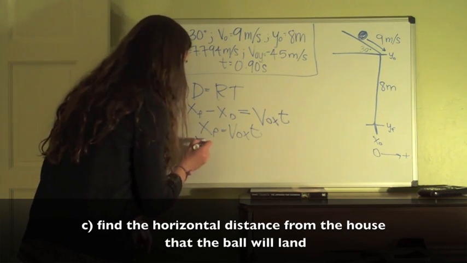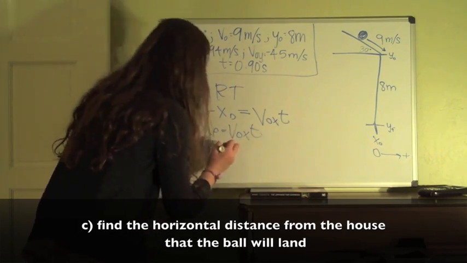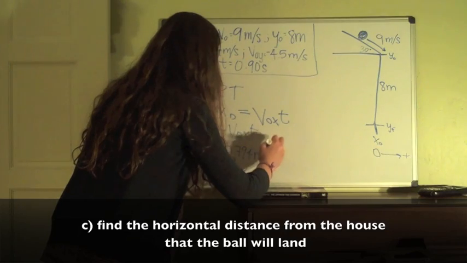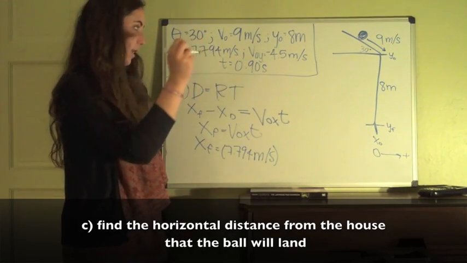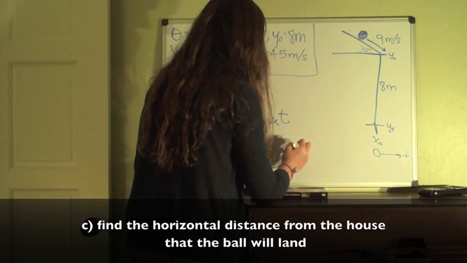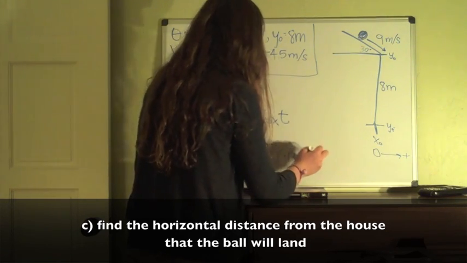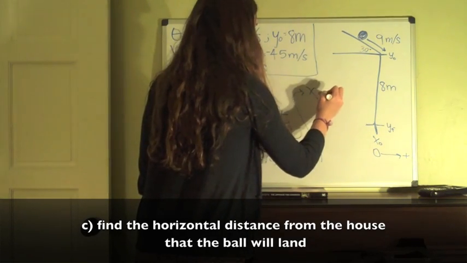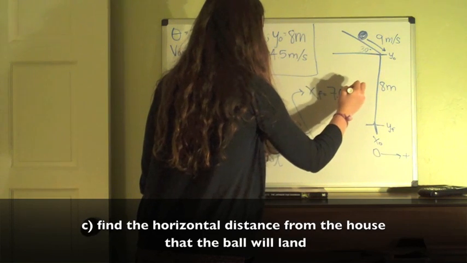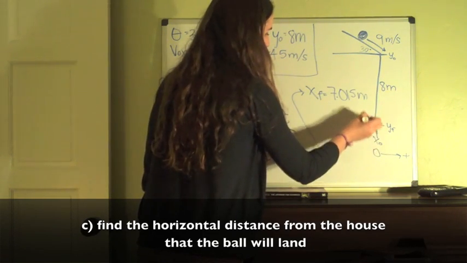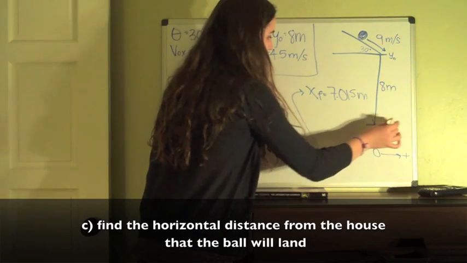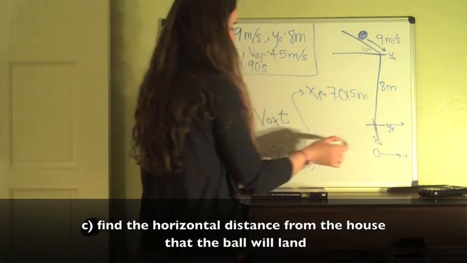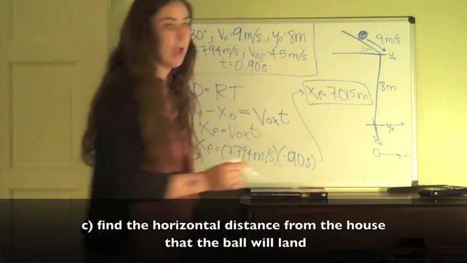When we substitute, we get x final equals v0x, 7.794 meters per second, times our time, which is 0.9 seconds. And then when we solve that, up here we can see that x final is equal to 7.015 meters. So from this point, which we're calling 0 meters, it continues this way and will land at 7.015 meters from this point. And now we have solved the problem.